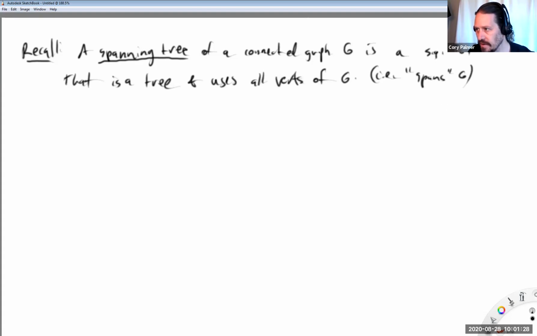And in general, a spanning subgraph is just a subgraph that uses every single vertex of your graph there. Maybe not every edge necessarily, okay? So that's what a spanning tree is. Maybe it's good to draw a picture of one as well. So for example, I think this is literally what I drew last time.